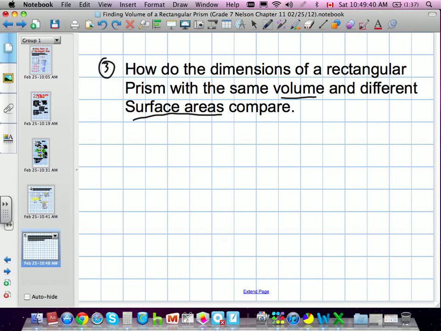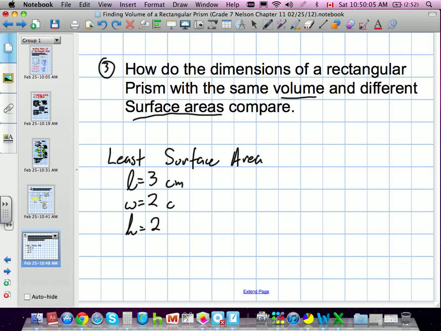So you actually made quite a few, and we decided to take the one with the largest surface area and the smallest surface area. So we're actually going to draw these out. First of all, what were the dimensions of the one with the least surface area? The length would be 3 centimeters, the width 2 centimeters, and the height 2 centimeters. So length was 3, width was 2, and height was 2. Okay, and they're all centimeters.